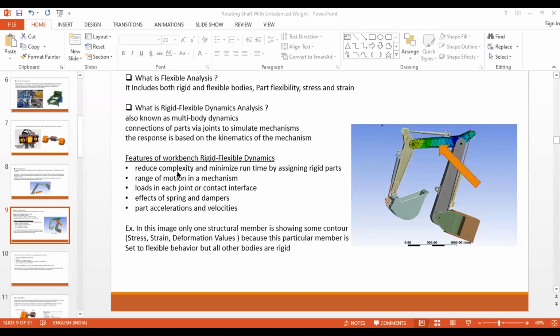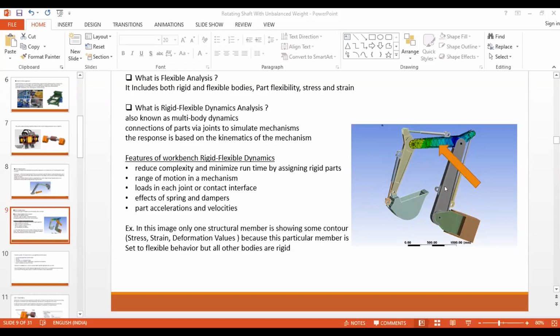I will explain each of these points, because there is one important thing I will tell you. The features include the range of motion in the mechanism, loads in joints or contact interfaces, effects of springs and dampers, and part accelerations and velocities. In this image, you can see only one structure showing contours of stress, strain, and deformation values, like we used to see in our normal analysis, because this particular member is set to flexible behavior, and all the rest are rigid bodies.